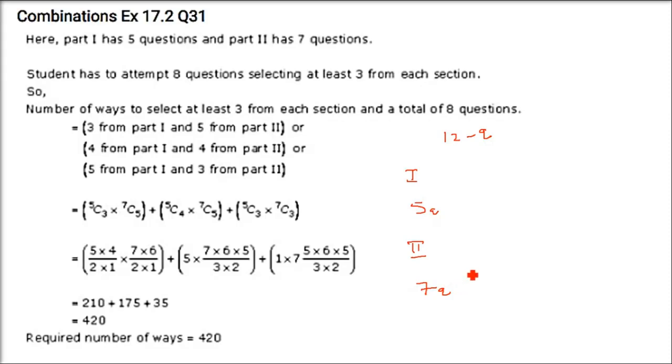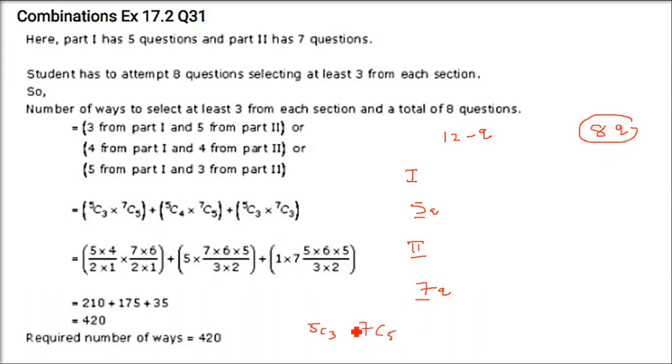A student is required to attempt 8 questions in all, selecting at least 3 from each part. So minimum he has to select 3 from the first part and 3 from the second part. If you select 3 from the first part, where 5 questions are there, how many do you select from the second part? You have to make it 8.